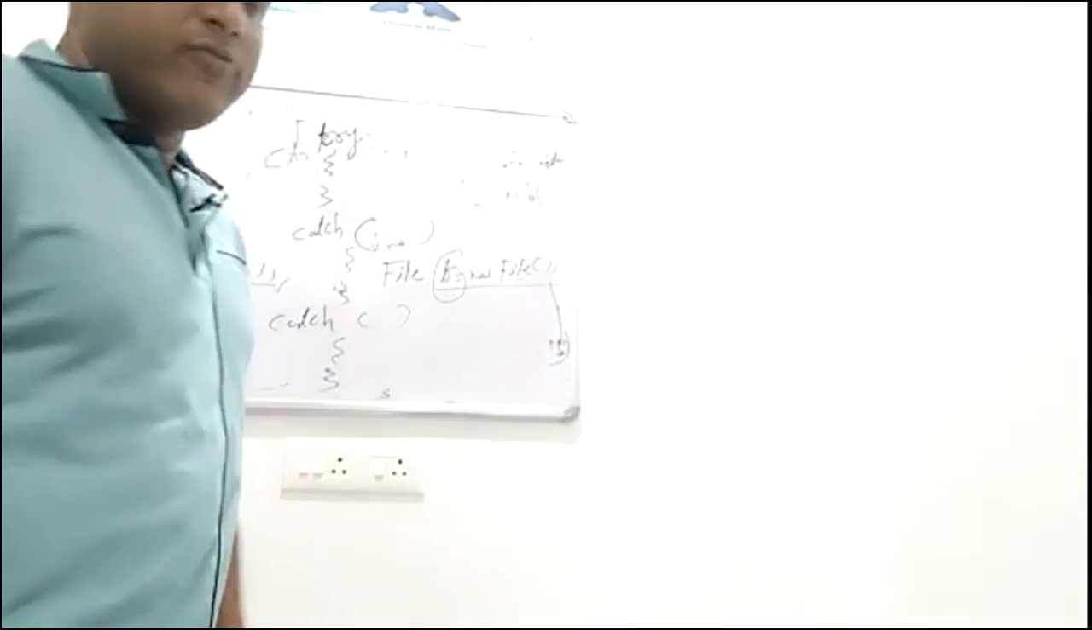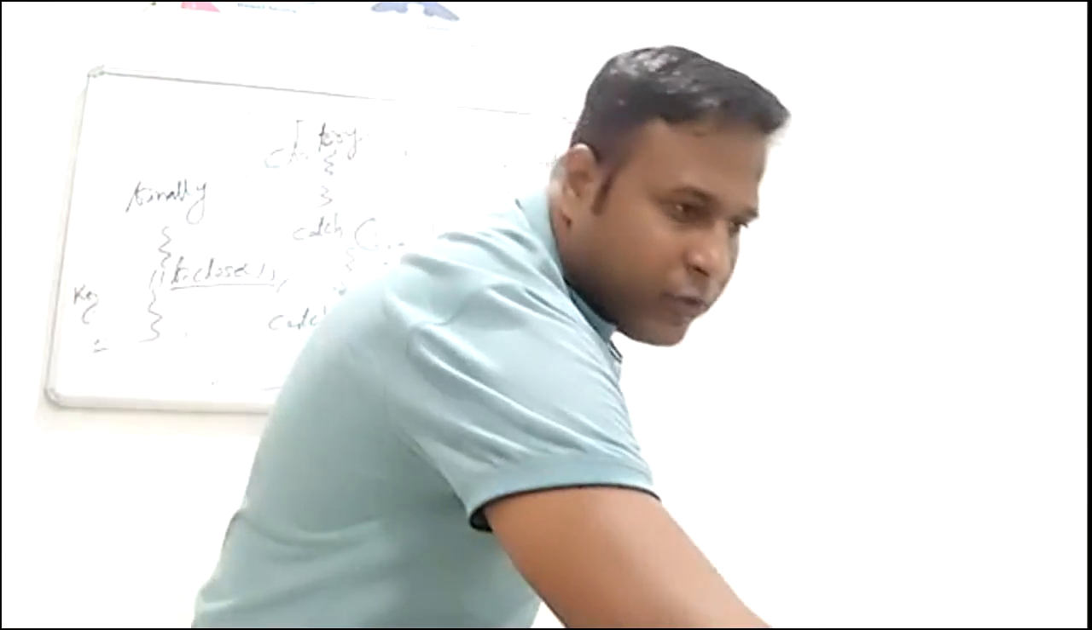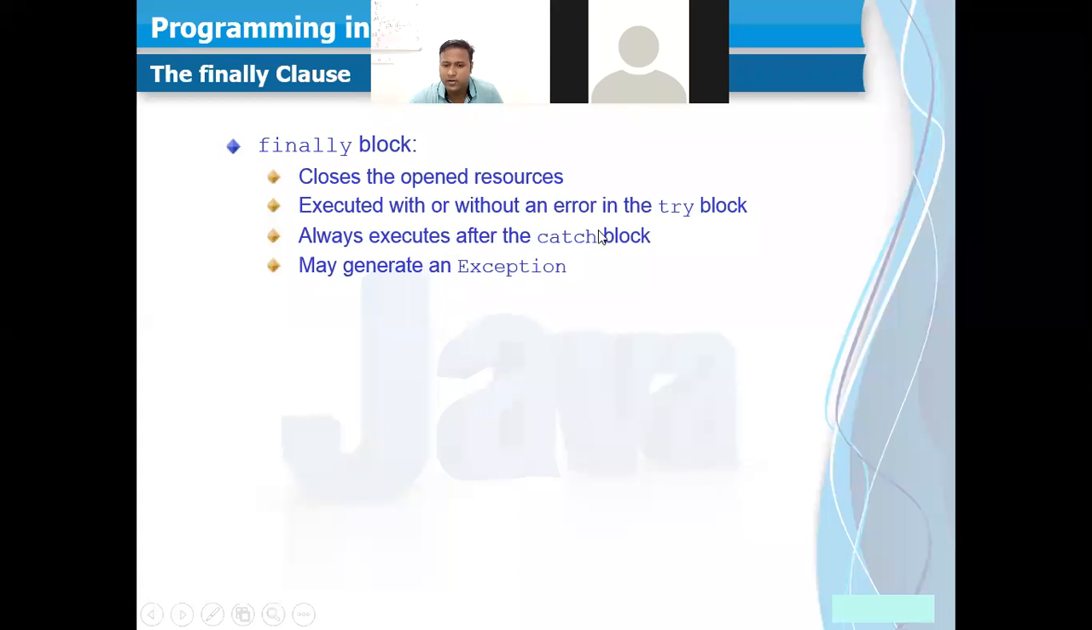Try, catch and finally are the basic part of your program. Okay, so it closes the open resource. It executes with or without the try block, it always executes after the catch block. It may generate an exception. That means the finally block can also generate an exception.